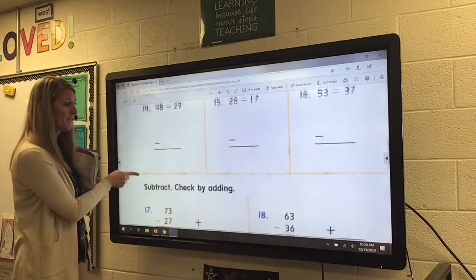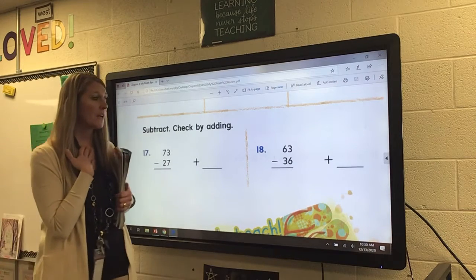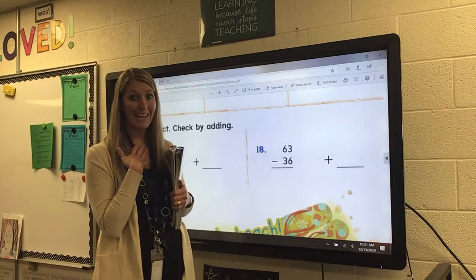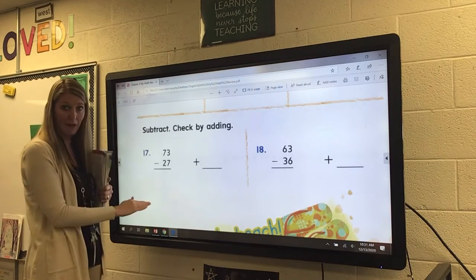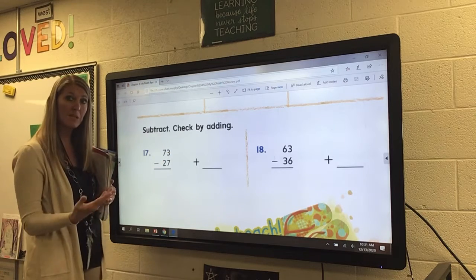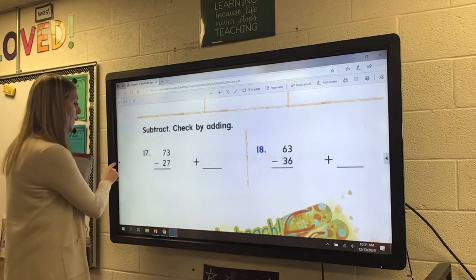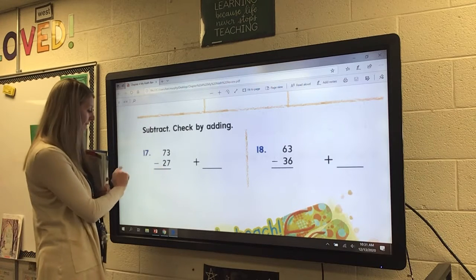And then when you're done with 15 and 16, I'm going to do 17 with you, and then you're going to do 18 on your own. So we learned that we can subtract and we can check our answer by adding to make sure that we subtracted correctly. So on number 17, I have 73 and I'm going to take away 27.